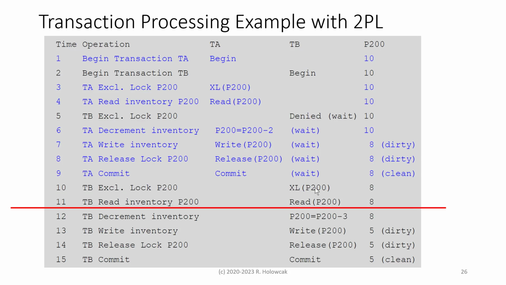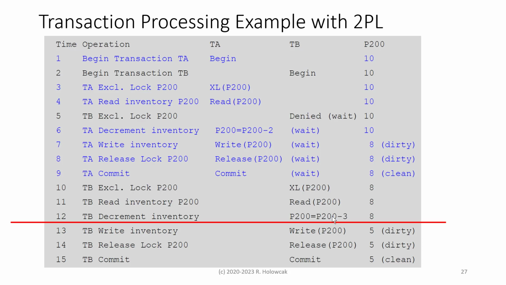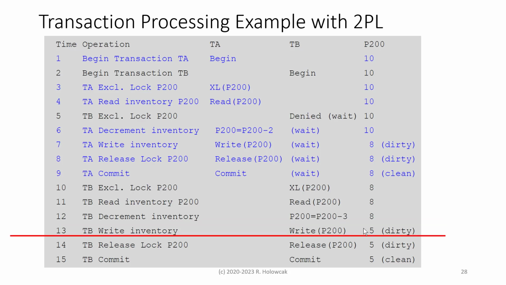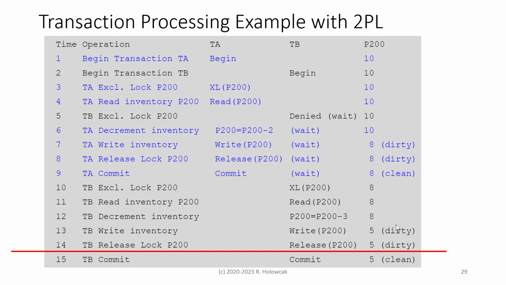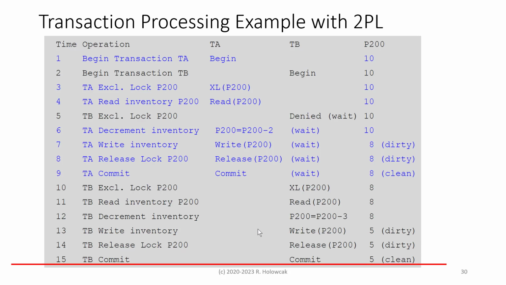Now that B has a lock on P200, it's able to read inventory, and at time 11 here, transaction B learns that there are 8 items left in inventory. It deducts 3, and then writes the balance back to the disk. Now we have 5 left in inventory. Of course, that value is dirty. Now transaction B releases its lock, and transaction B commits.